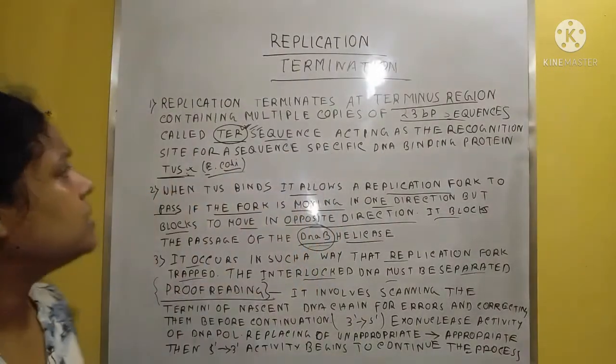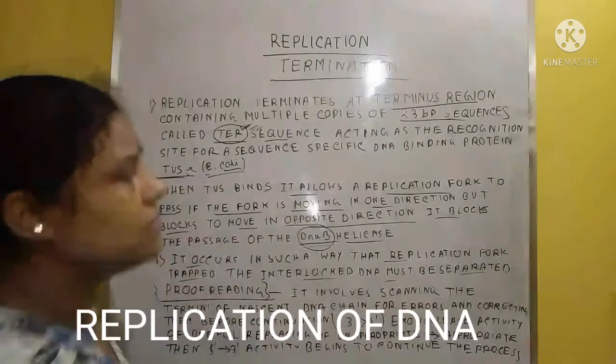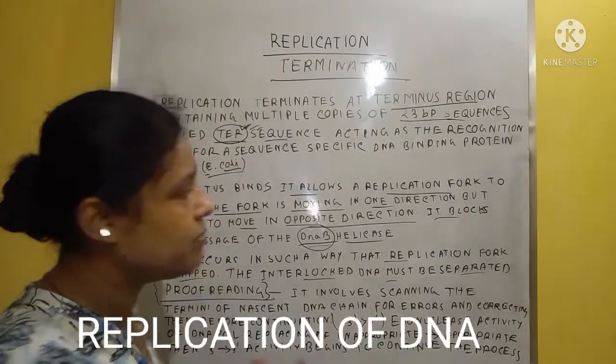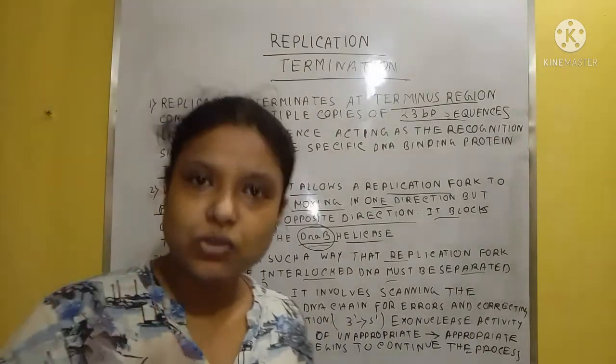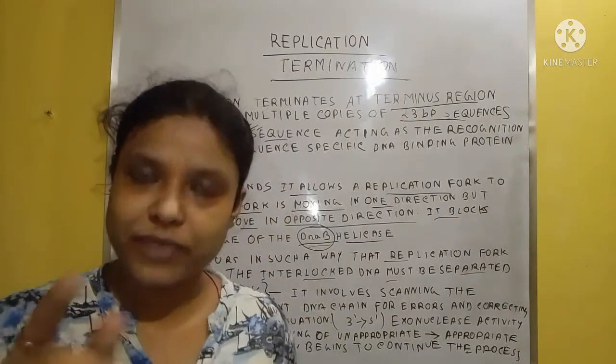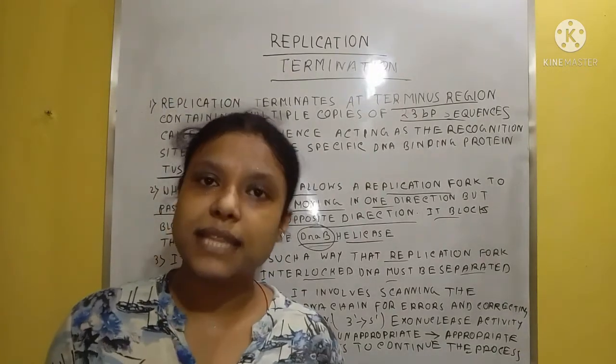Clear? So here the replication process is totally completed. This is the second part of the replication, and you can check out the first part of the replication where I explained about the initiation and the elongation process.